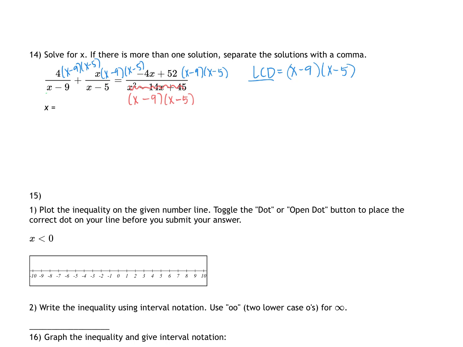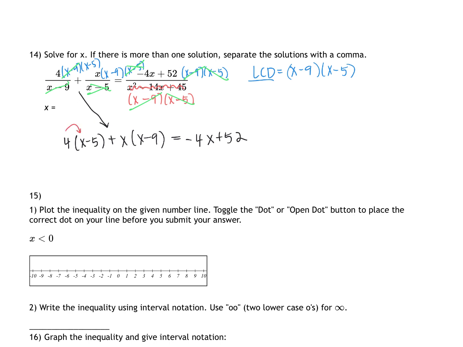So in the first fraction, the x minus 9's cancel, and that leaves you with a 4 times x minus 5. In the second fraction, the x minus 5's are canceling, and it leaves you with a plus x times x minus 9. And in the third fraction, the x minus 9's are canceling, and so are the x minus 5's. So you're left with just what was in the numerator originally, negative 4x plus 52.